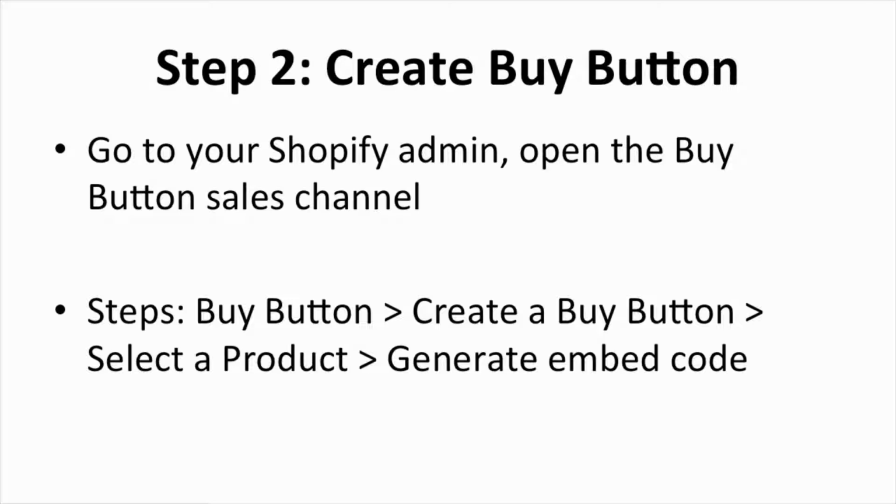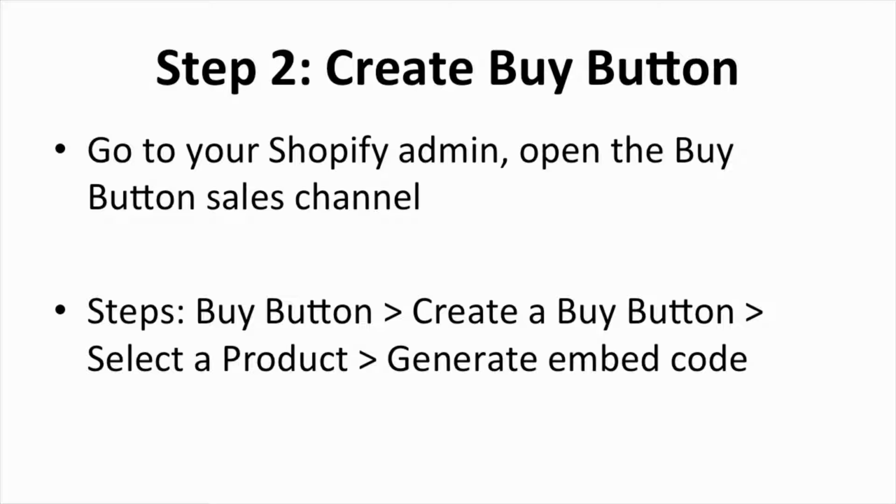After you've added the sales channel to your Shopify admin, you can now create the buy button. To do so, first go to your Shopify admin page and open the buy button sales channel. And when you are on the buy button sales channel page, go to the top right and click on Create a Buy Button. After that, you will be directed to the product page. Select the product that you wish to create the buy button for, and then move on to the next step.